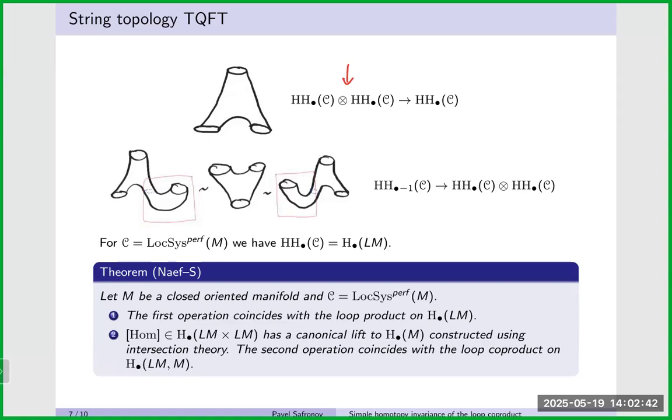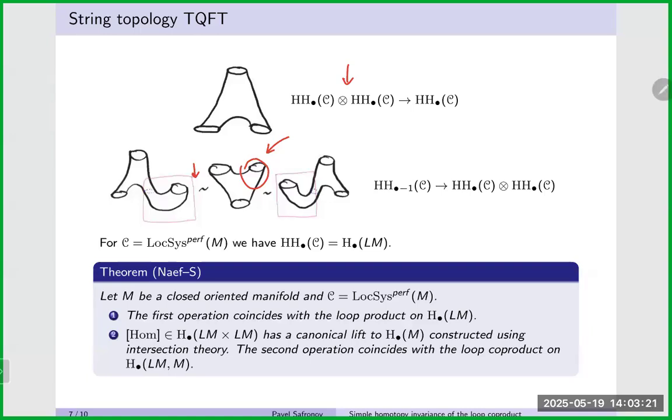Now let's try to write the pair of pants upside down. And you might imagine that the loop coproduct relates to the upside down pair of pants. That's not quite right. And let me just explain what it actually relates to. So if you look at this upside down pair of pants, you can do the following operation. You can take this bit and pull it down. So this is what happened on the left. I took one leg of the pair of pants and I pulled it down.